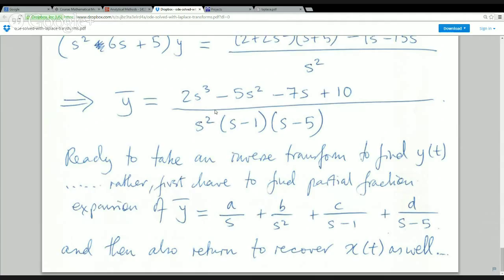And then just reading results off the table. The inverse transform of 1 over s is just the constant 1. 1 over s squared is the transform of the function t. And 1 over s minus 5 is the transform of e to the 5t. So that means we found half the solution there. y is 1 plus 2t plus e to the power 5t.